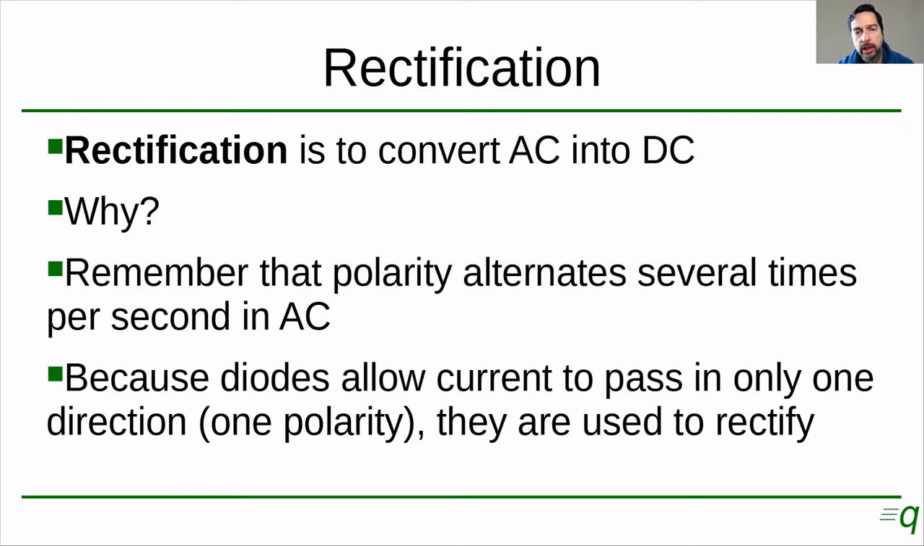Okay, and if you remember that diodes allow current to pass in only one direction, they are prime candidates to do this rectification. So remember, polarity alternates many times per second in AC. So if you allow only one polarity to pass, which is what a diode does, you are getting into rectification already, okay?